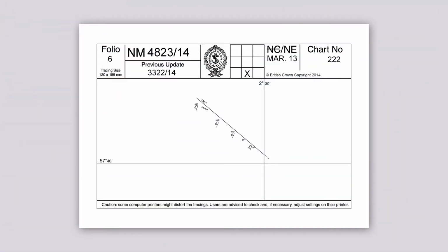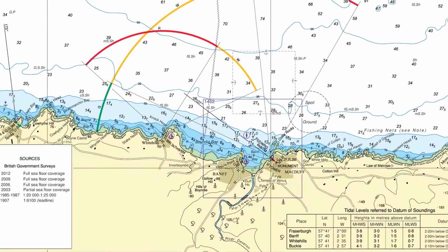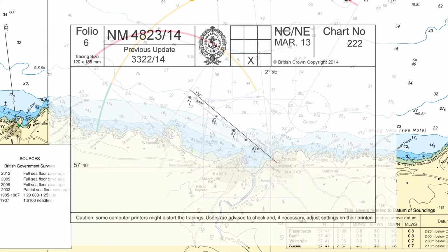This example will demonstrate how to first insert a new leading line, then delete an existing leading line. Start by using the grid box to reference the NM position on the chart. Then, using the latitude and longitude guides on the tracing and the chart, lay the tracing to its exact location.